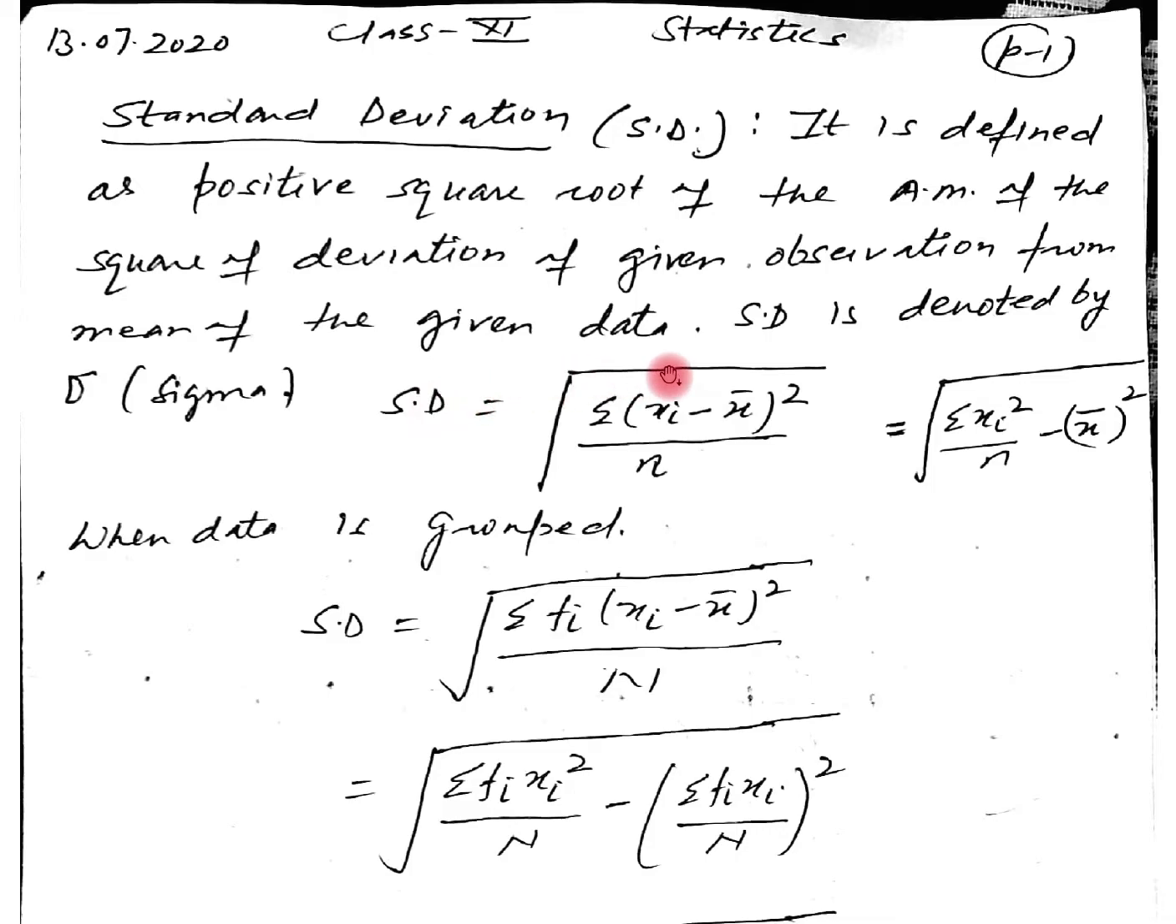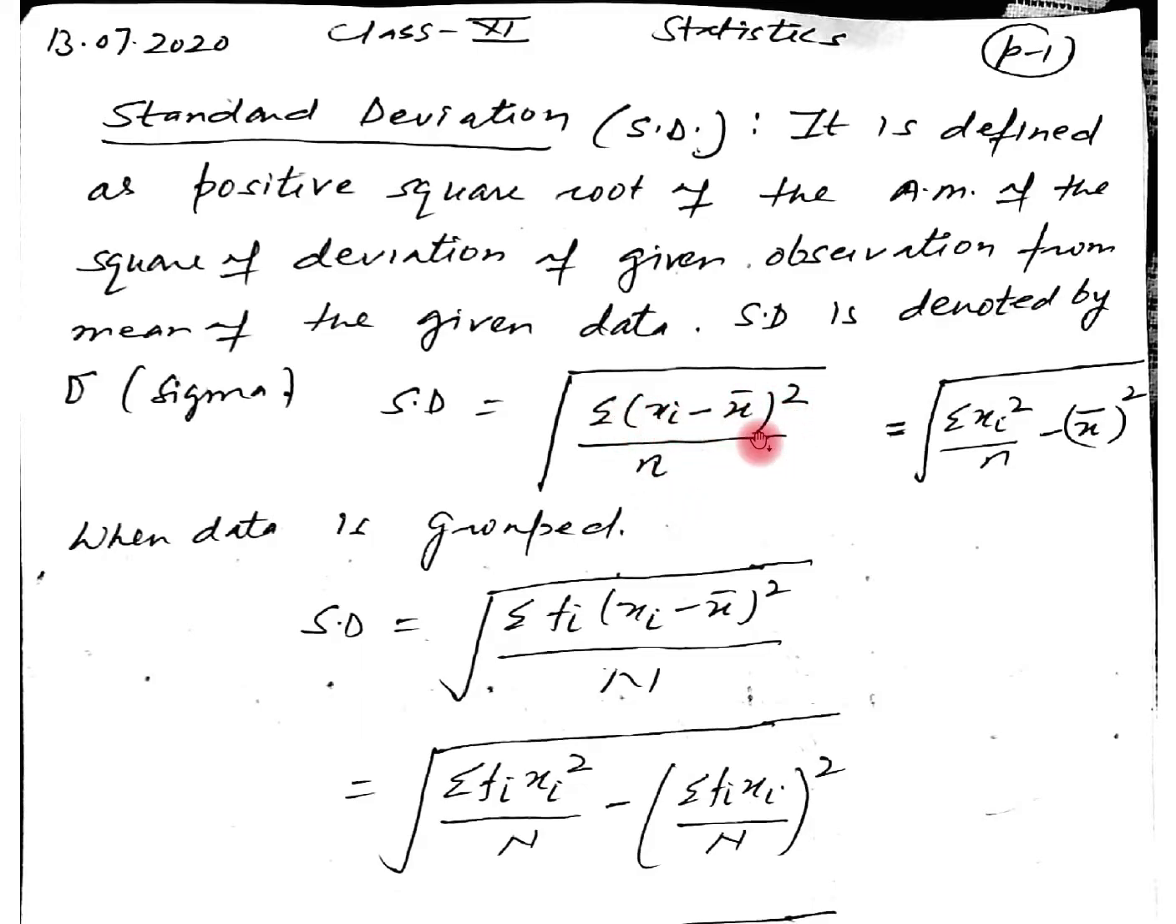Therefore, the formula for ungrouped data, denoted by sigma: standard deviation is equal to the positive square root of sigma (xi minus x bar) whole square upon n. So, the standard deviation for ungrouped data is the square root of sigma (xi minus x bar) whole square upon n.